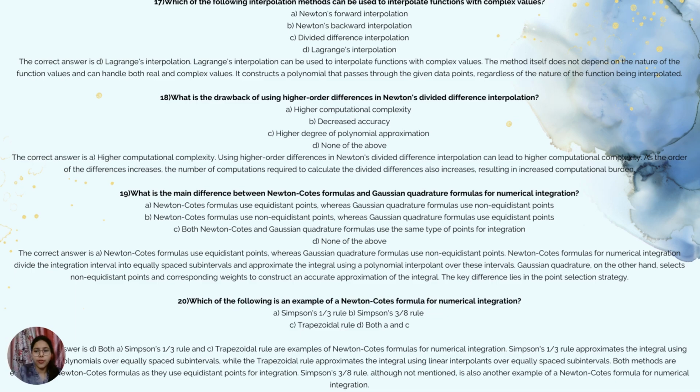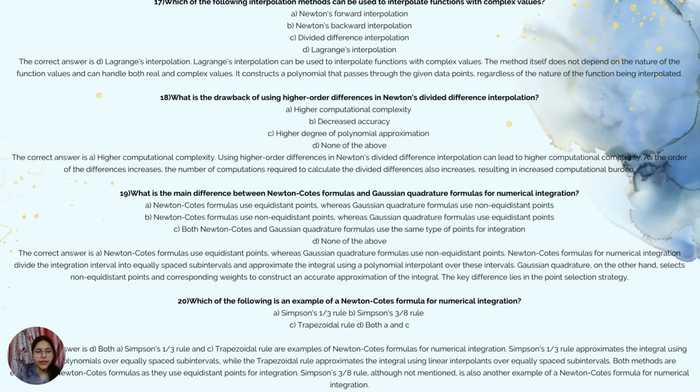Newton-Cotes formulas for numerical integration divide the integration interval into equally spaced subintervals and approximate the integral using a polynomial interpolant over these intervals. Gaussian quadrature, on the other hand, selects non-equidistant points and corresponding weights to construct an accurate approximation of the integral. The key difference lies in the point selection strategy.